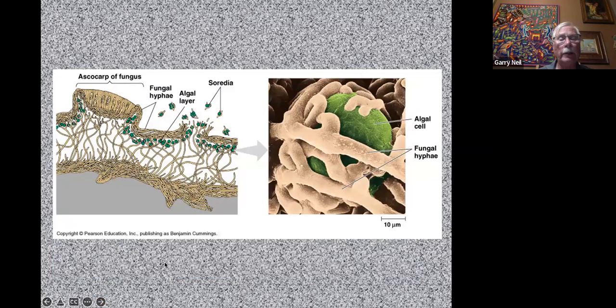All right, so if we do a diagram of it, what does it look like? Here's the fungal tissue. Here's the algae underneath, the algal layer. And here's a little pustule area that broke open. And these algae come to the surface. And as they come to the surface, they get wrapped up with the fungal hyphae. And then they're dispersed. This is an actual electron micrograph of a soredium, the alga cell, and then here are the fungal hyphae that are wrapped around it.